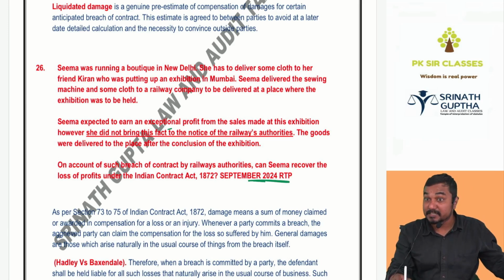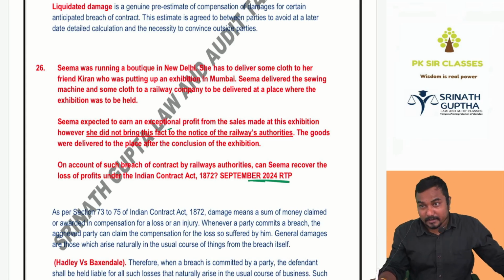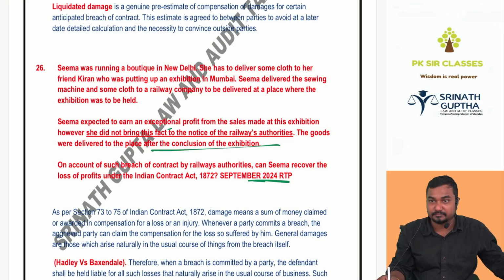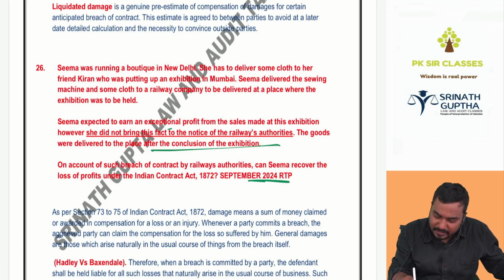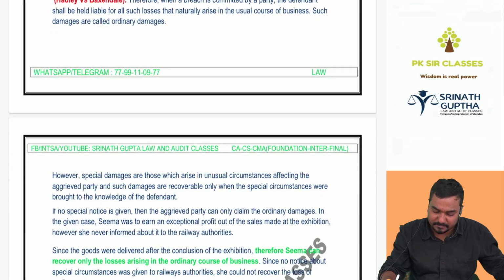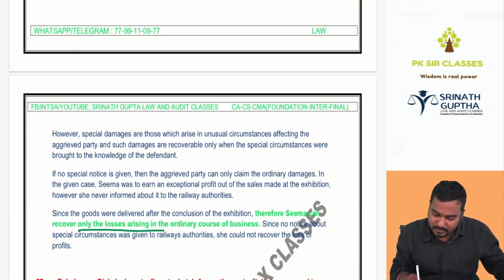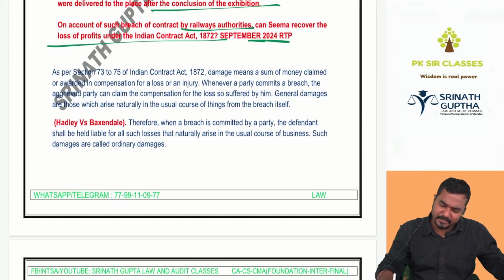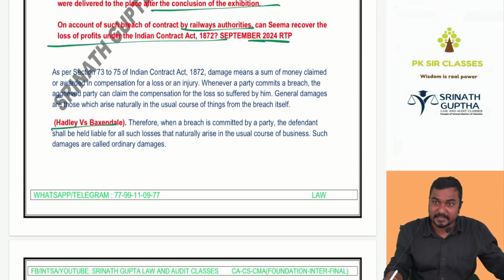It is not a special damage. If you have already informed that party, then we call it special damages. Otherwise, ordinary damages. What is important? She did not inform the railway authorities regarding how much profit she can get. The goods were delivered to the place after conclusion of the exhibition. So which damage she can claim? Special or ordinary? Ordinary. On account of such a breach of contract by railway authorities, can Seema recover the loss of profits? She can claim, but only ordinary damages, but not the special damages. She can recover only loss arising in the ordinary course of business, which means ordinary damages. Which damages? So we should get everywhere the Hadley versus Baxendale principle only.